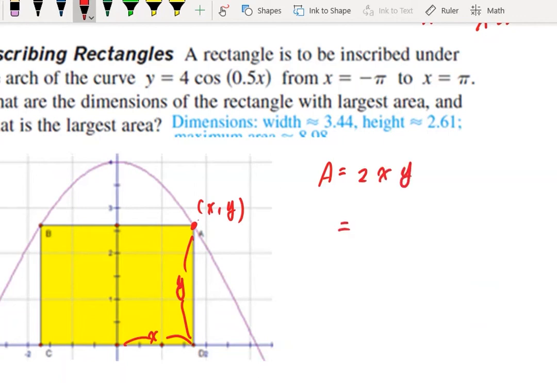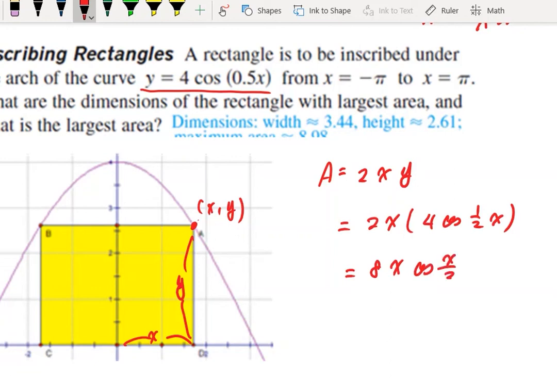But what is my y? Well, my y is given right here. You get it? Oh, so that's easy. We don't really have to find the relationship because it's given to you readily available right there. So we have 2x times 4 cosine of 1/2 x. You know what I'm saying? So we have 8x cosine of x over 2.